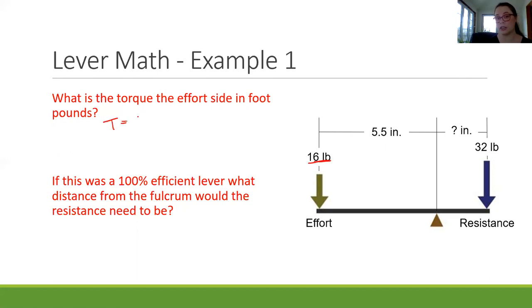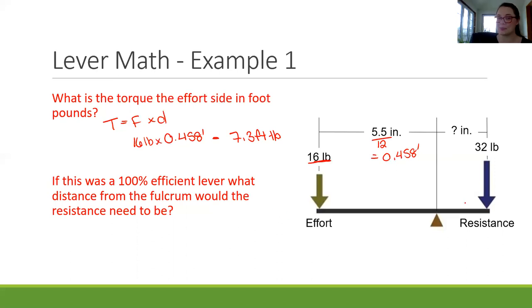So torque is equal to force times distance. I have 16 pounds turning this lever. It's a seesaw. It can't turn all the way, but it's turning part of the way. Times the distance. 5.5 inches is how many feet? We divide by 12, and you will find that's 0.458 feet. So you do pounds times feet to get foot-pounds, and that leaves us with 7.3 foot-pounds of torque.